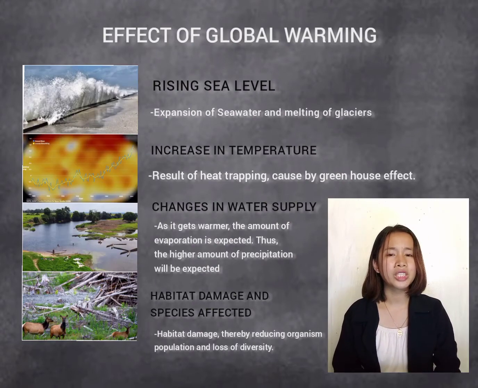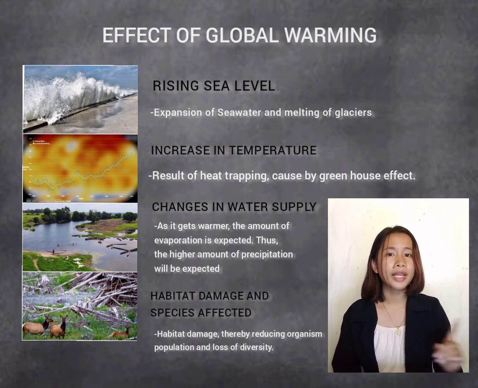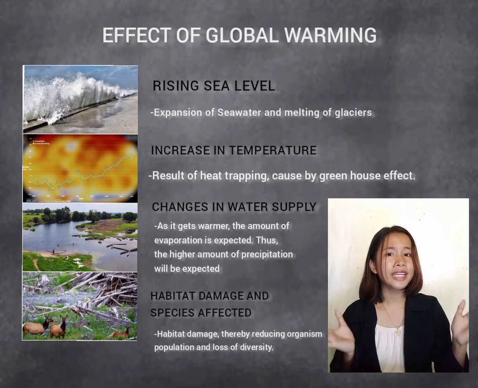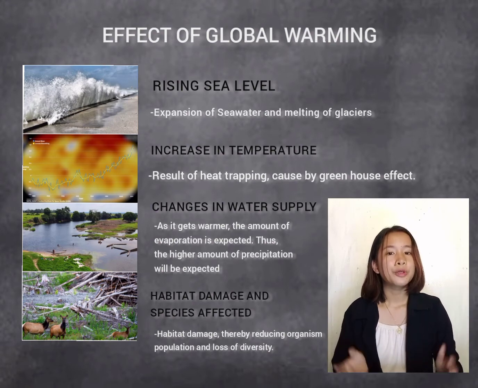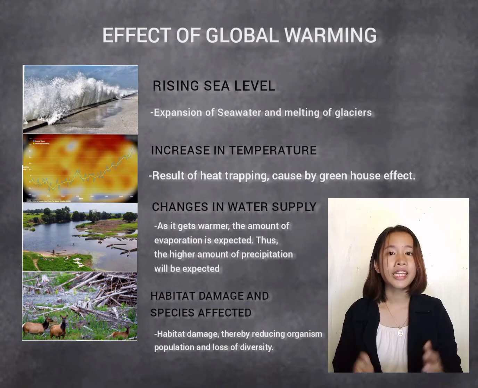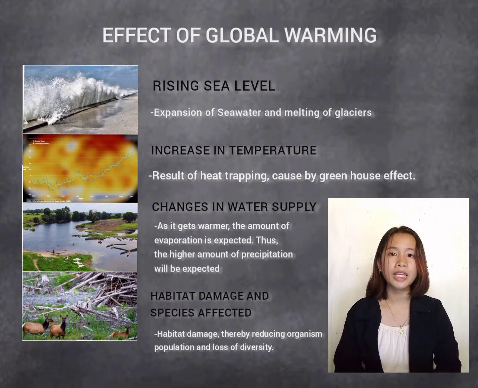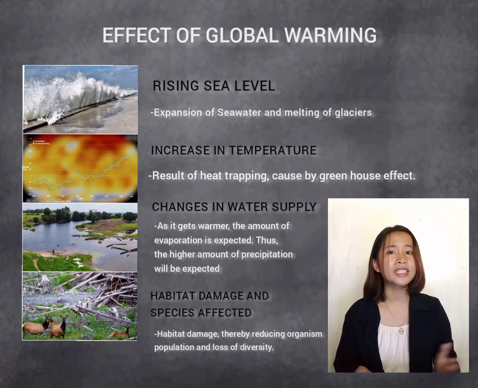Climate change has a lot of impacts on our lives. Number one is the rising of sea level. Global warming causes a rise in sea level. The increase in Earth's temperature will result in thermal expansion of seawater and melting of glaciers in certain regions like Alaska, Antarctica, and Greenland.